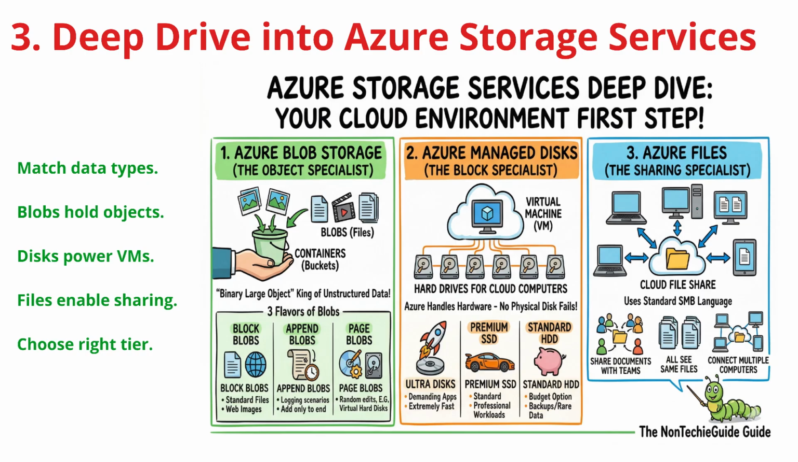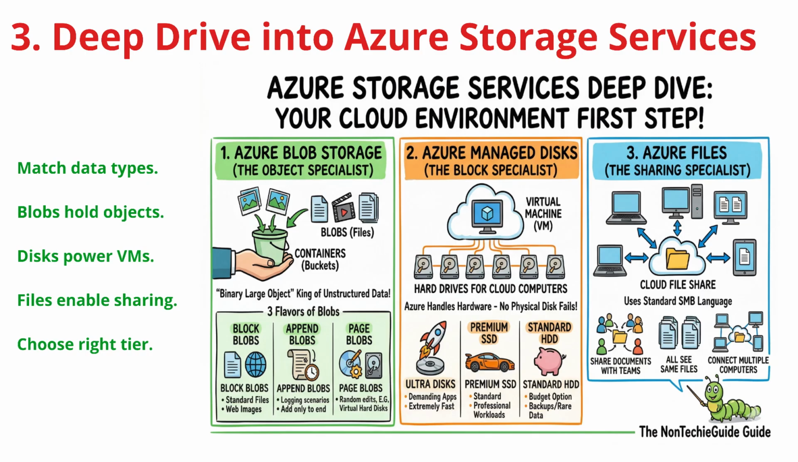Blobs come in 3 distinct flavors. Block blobs are best for standard files and web images. Append blobs are perfect for logging scenarios, where you only add new data to the end. And page blobs are specifically designed for files needing random reads and writes, like virtual hard disks.